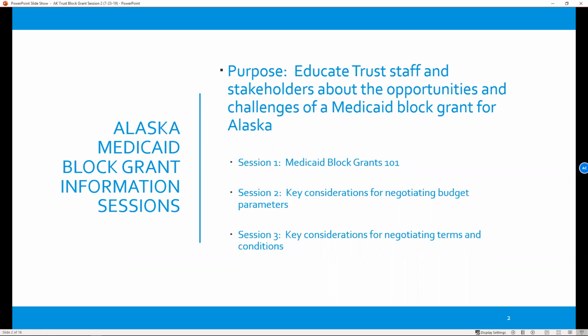Negotiating an 1115 demonstration waiver has two major components. One is figuring out the budget parameters and negotiating the budget neutrality. The second component is what you're going to be allowed to waive. What are going to be the terms and conditions? What are the monitoring requirements, and so forth? This session is going to be focusing on the budget parameters and the process for negotiating the budget neutrality. The third session will be focusing on the key considerations for negotiating the terms and conditions.